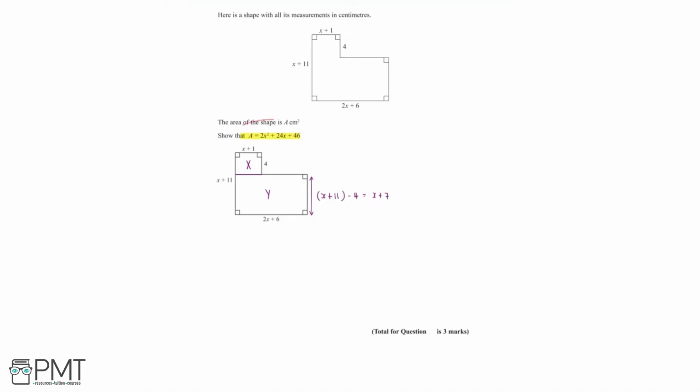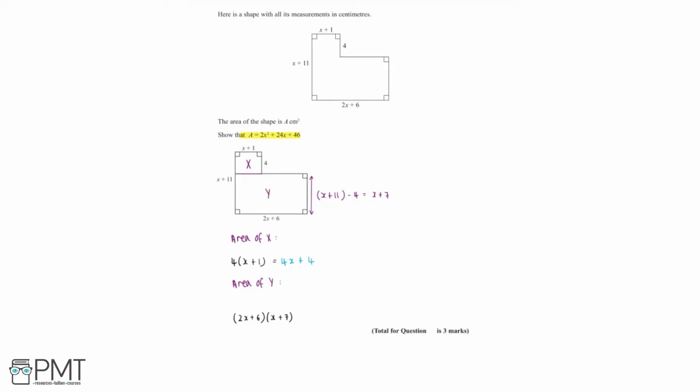Now to find the total area of the shape A, we can find the area of shape X plus the area of shape Y. We know that to find the area of a rectangle, we do the length multiplied by the width. And so the area of rectangle X would be 4 multiplied by x plus 1, which is equal to 4x plus 4. We can do the same thing to find the area of rectangle Y. To find the area of Y, we do 2x plus 6 multiplied by x plus 7.